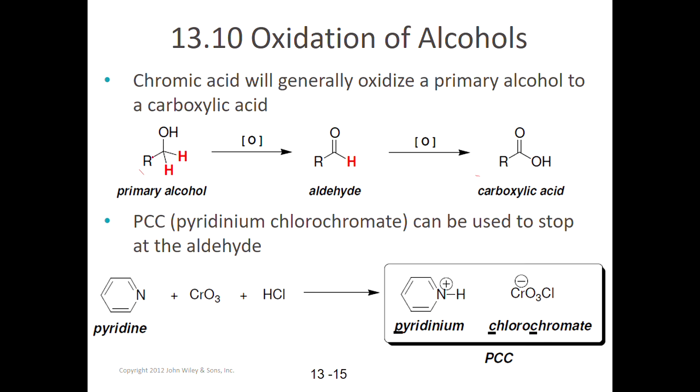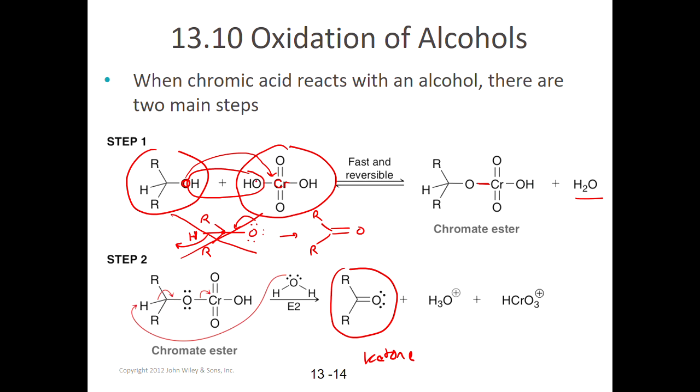If your goal is to convert the primary alcohol into the aldehyde through a similar mechanism from what we just saw, and stop there without going further, if you're trying to make the aldehyde, then you need a specific reagent. It's called PCC, or pyridinium chlorochromate. This will stop at the aldehyde. So it's not as strong of an oxidizing agent as the chromic acid that we just saw.